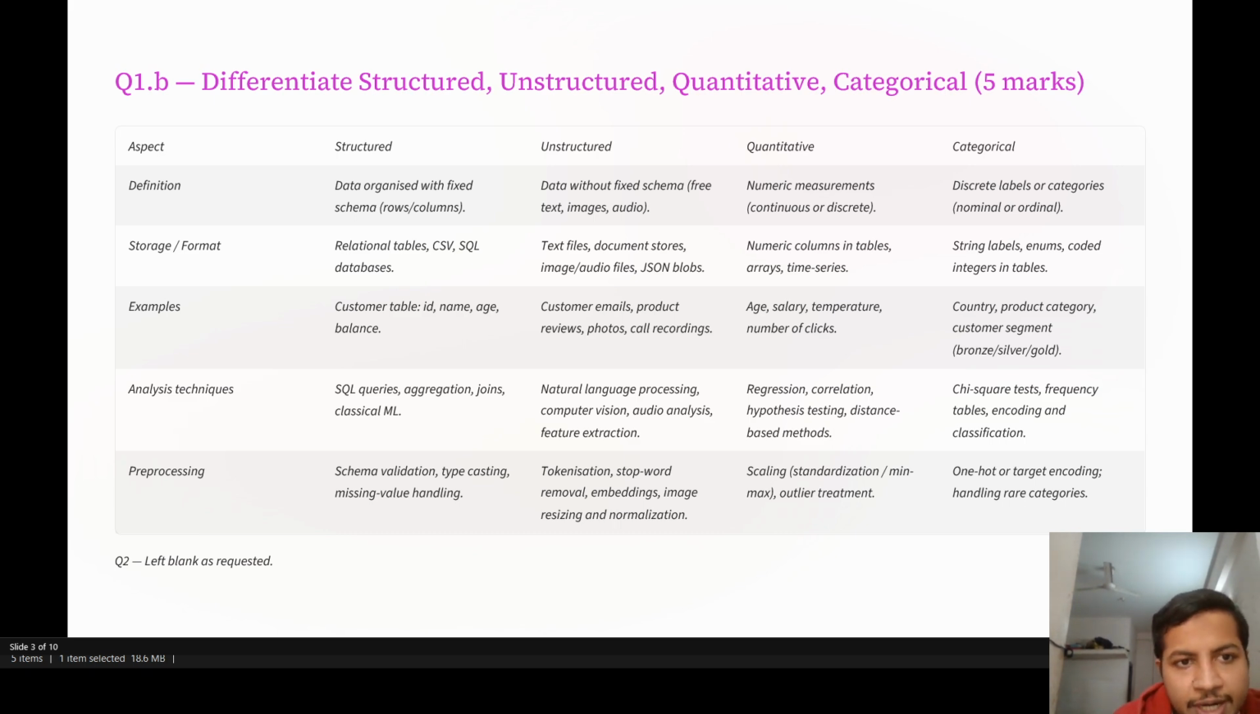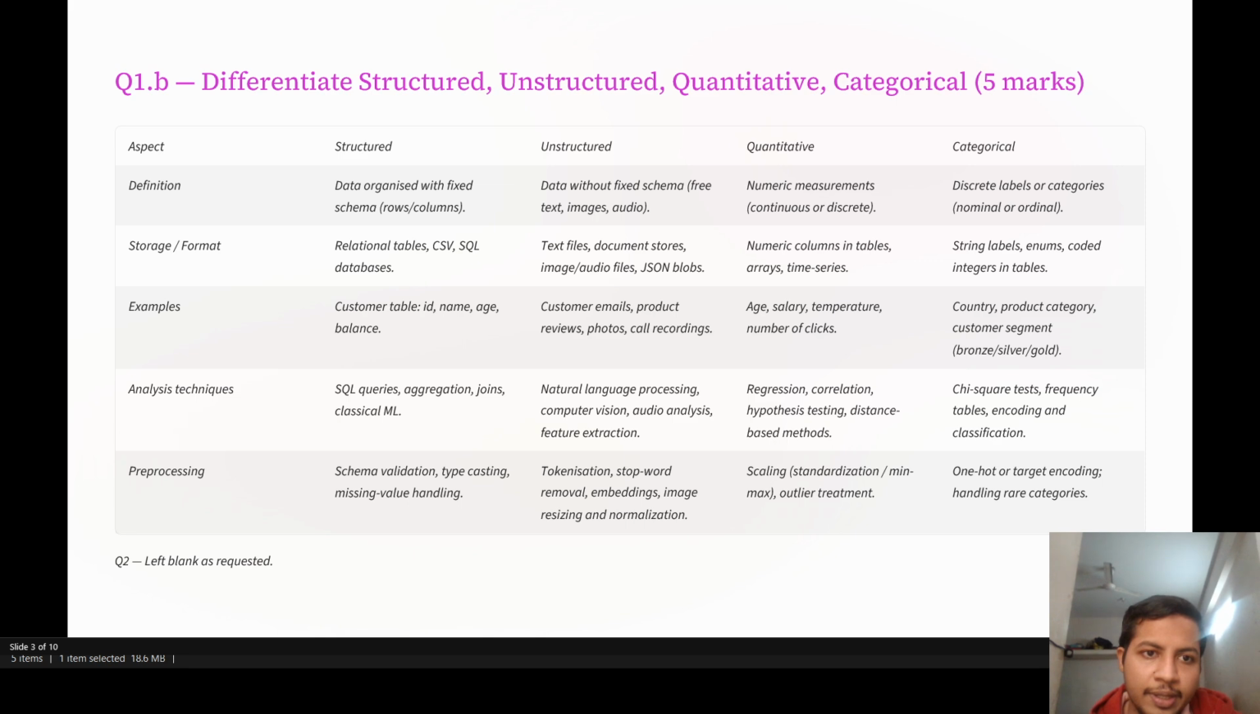Talking about structured data, it is data organized with a fixed schema, rows and columns, and can be stored in tables. Talking about unstructured, here data without a fixed schema, free text, images, audio, any combination of data will be there. Quantitative data deals with numerical values, numerical measurements. It will be continuous or discrete. And categorical is data which can be classified into discrete labels or categories. Example, age; example, race, sex, color.